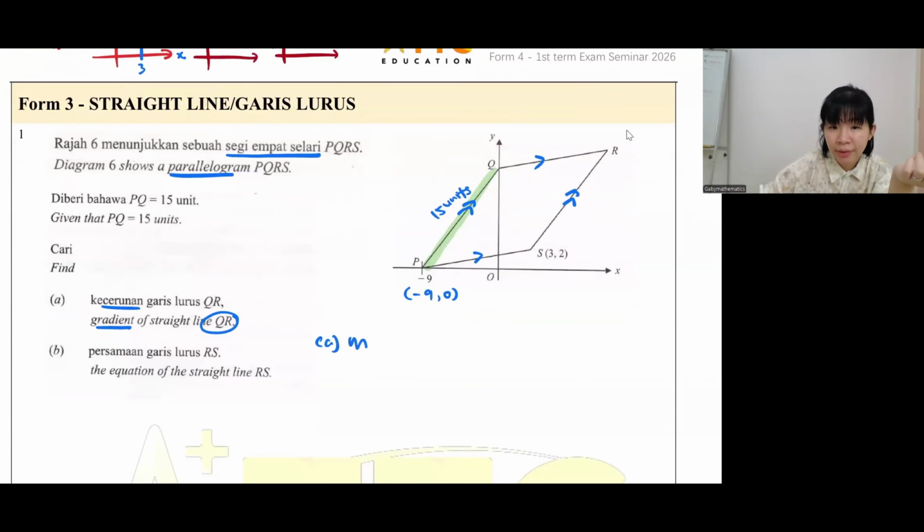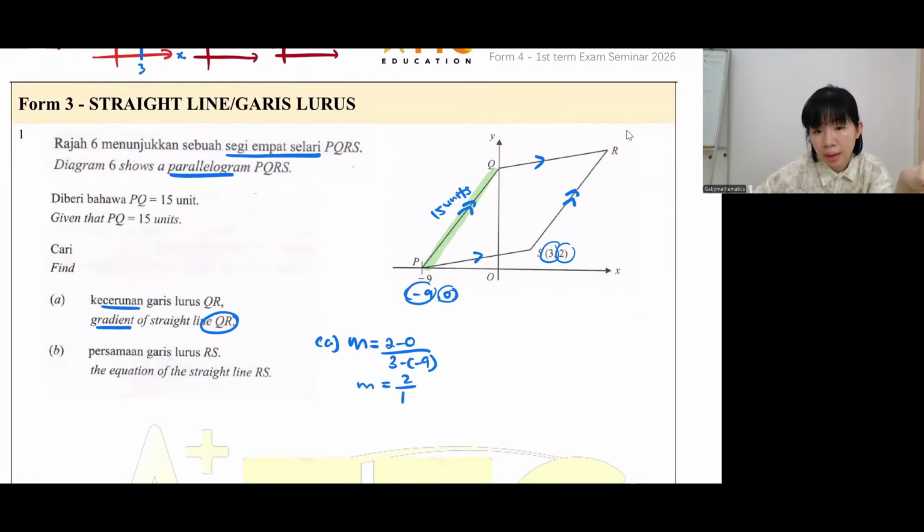Okay, question A, find gradient. So we use PS to find, got two coordinates. So y minus y, 2 minus 0. X minus x, 3 minus negative 9. 2 over 12. And the m is 1 over 6. Yep. Okay, if this line has the gradient of 1 over 6, then the same thing goes to this one, 1 over 6. Okay, so part A done.